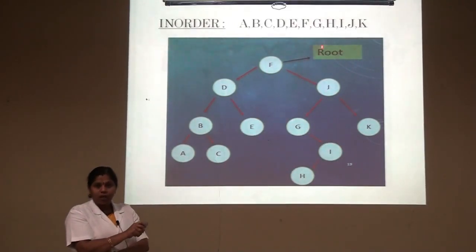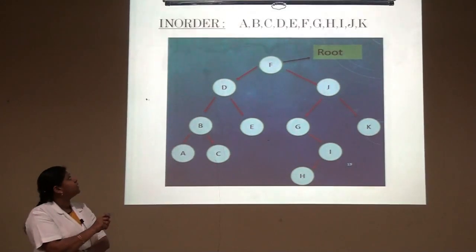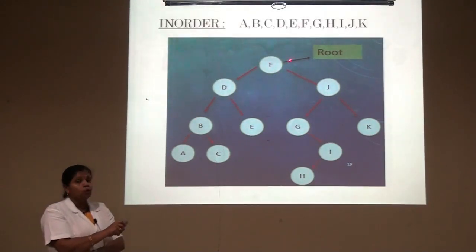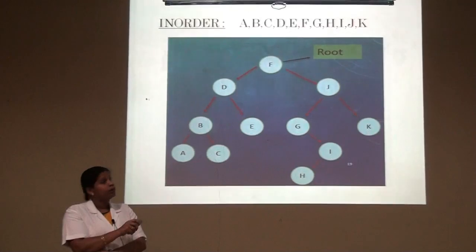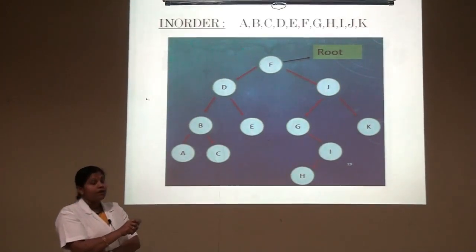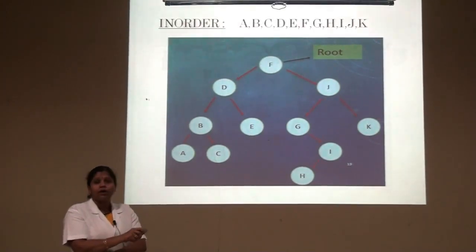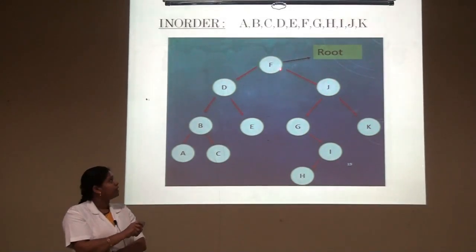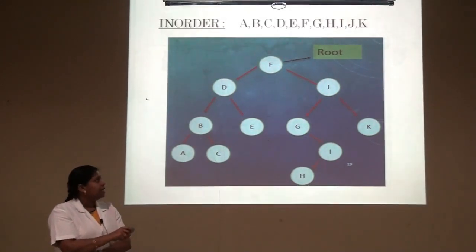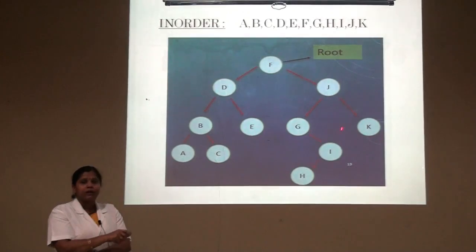F is its root. So after visiting all the nodes by using the in-order principle, we have to go to the root node F and visit this node that is available here. Then next, we have to move on to the right side subtree of this root node. This is the right subtree. In the right subtree itself, again we have to follow the same principle. What is the principle to be followed in the in-order tree traversal? Left, root, then right.